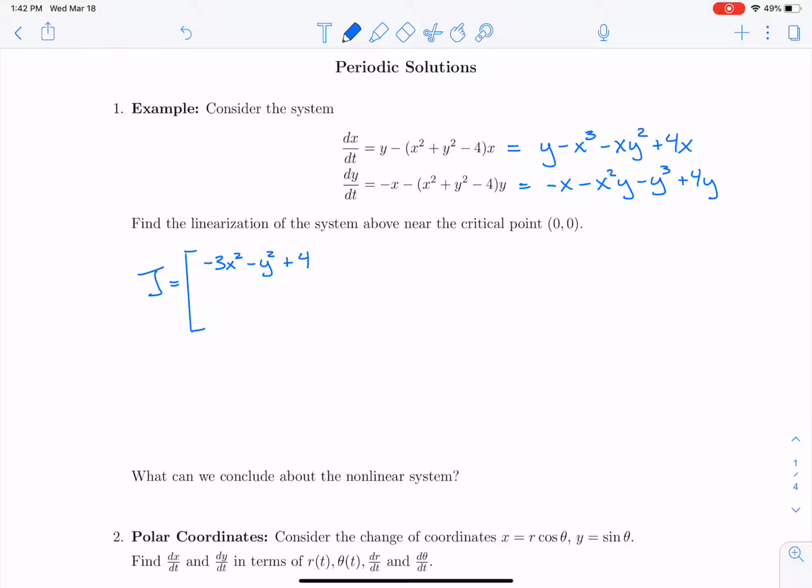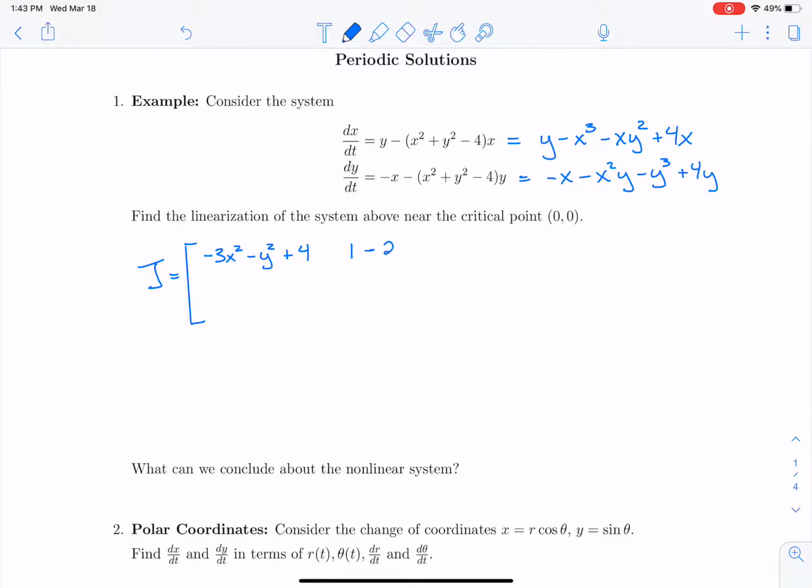Then I'll take the derivative of the first equation with respect to y, which I will get 1 minus 2xy. Now I want to take the derivative of the second equation with respect to x, and I will get minus 1 minus 2xy. And then finally, the derivative of the second equation with respect to y is minus x squared minus 3y squared plus 4.